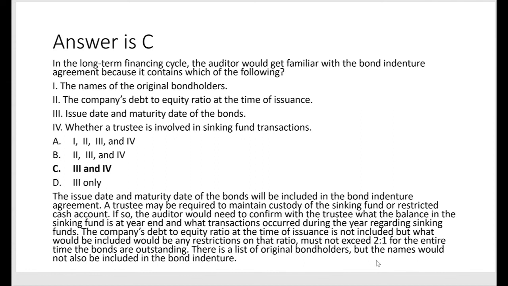And then what about number 1 here, the names of the original bondholders? Would that be in the bond indenture agreement? No, but there is a list of original bondholders, but their names would not be included in the bond indenture because this bond indenture is a long-term contract, and these bondholders, they could turn over. Just because you're an original bondholder doesn't mean you're going to have the bonds for the whole 10-year term. So what would be in the bond indenture would be something that would be a right or an obligation for the entire time the bonds are outstanding.